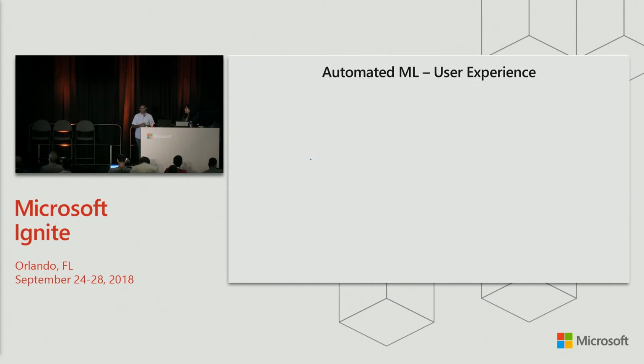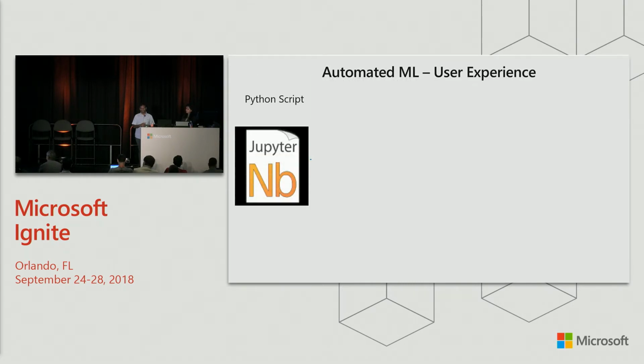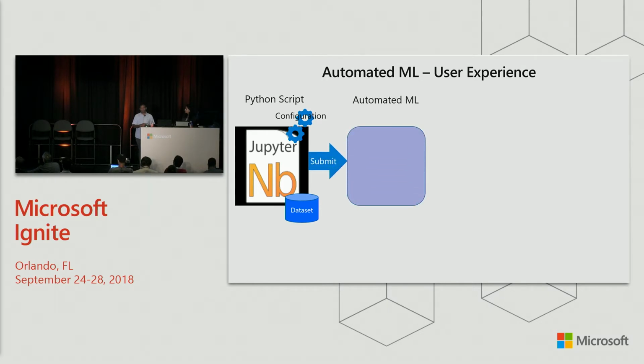How does the user experience work? Typically, data scientists have a Python script. In this case, a Jupyter notebook, but you could use any Python IDE like PyCharm. We support any Python IDE that you're familiar with. Bring the data set, configure the AutoML. For example, you could say, build a model that has up to 90% accuracy, right? So you set a constraint in your configuration setting. Then you submit that experiment, we call it an experiment, to Automated ML.